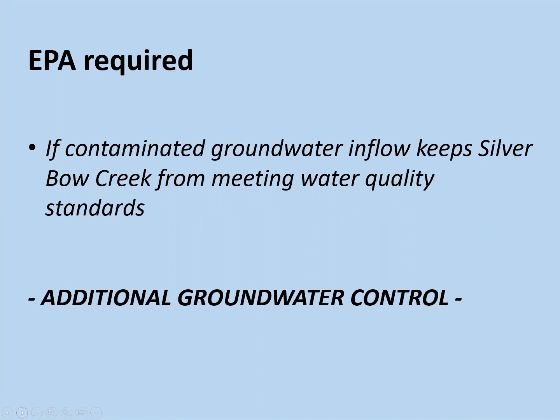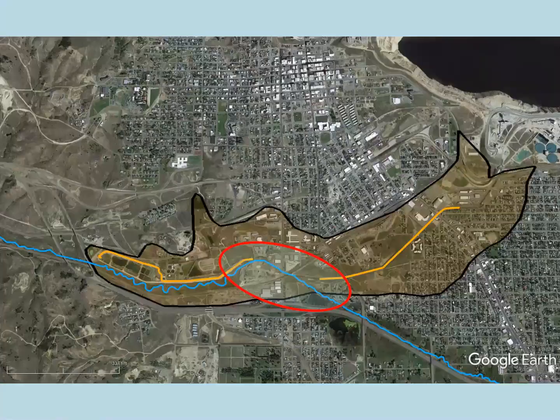Under EPA's requirements, they've said if contaminated groundwater keeps getting to Silverbow Creek, then Atlantic Richfield, you have to do additional groundwater control. And in part, what that really means is that you have to meet water quality standards in the stream.